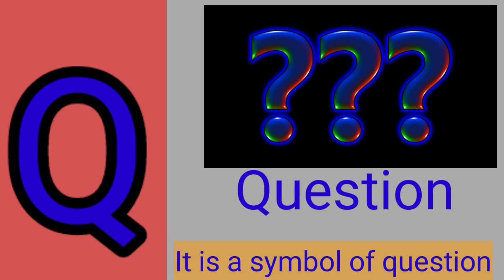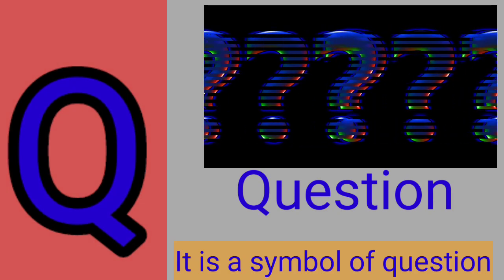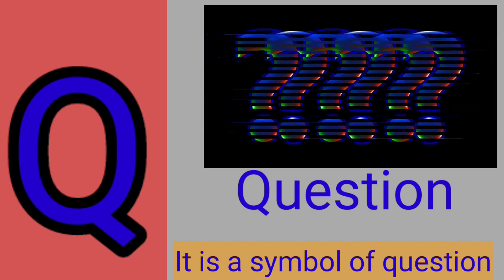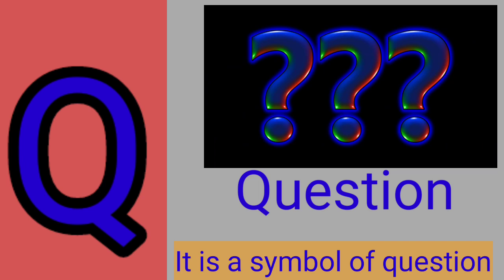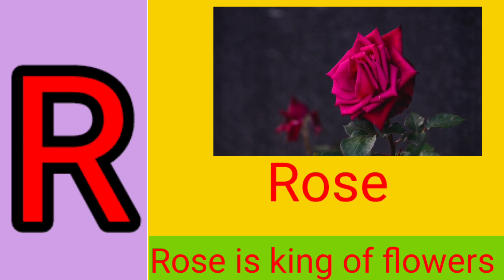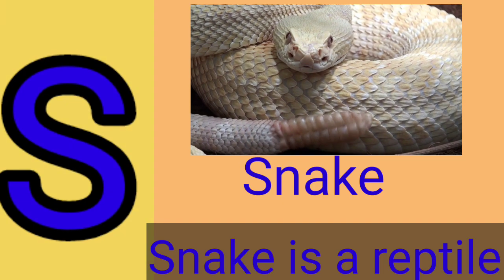Q for question. Q, U, E, S, T, I, O, N. Question. It is a symbol of question. R for rose. R, O, S, E. Rose. Rose is king of flowers.